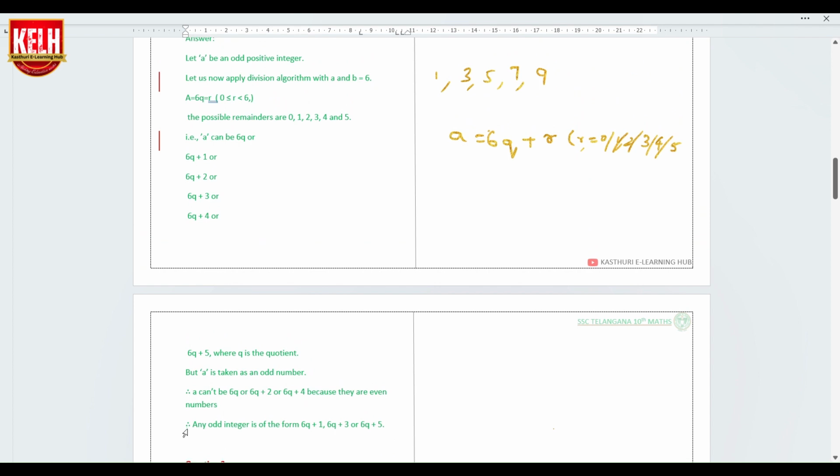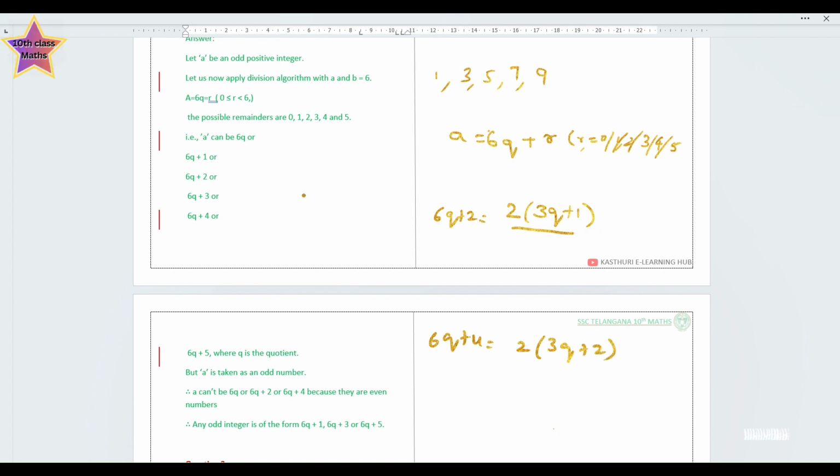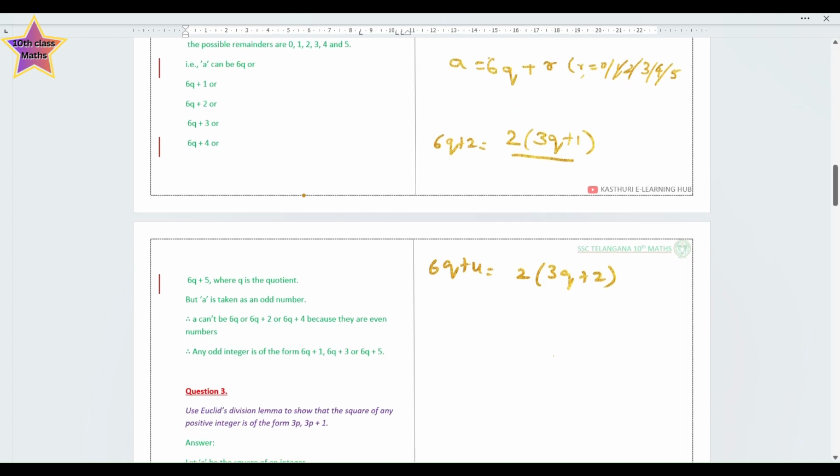But here, in this step we have 6q plus 2. 6q plus 2 is nothing but, if you divide it by 2 it will be divisible, right? 2 into 3q plus 1. So this is an even number, so it cannot be an odd number. The same way if you take 6q plus 4, that is again divisible by 2. 6q plus 4 equal to 2 into 3q plus 2. This is also divisible by 2. Therefore, it is not an odd number. It is an even number. So, we cannot consider 6q plus 2. We cannot consider 6q plus 4.